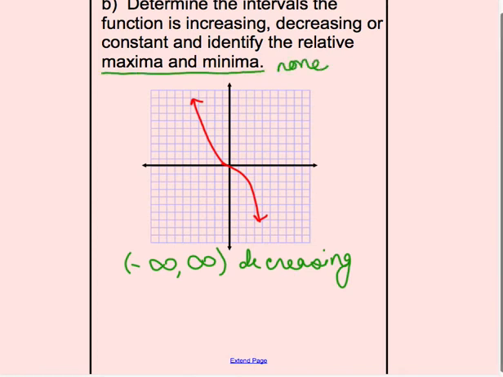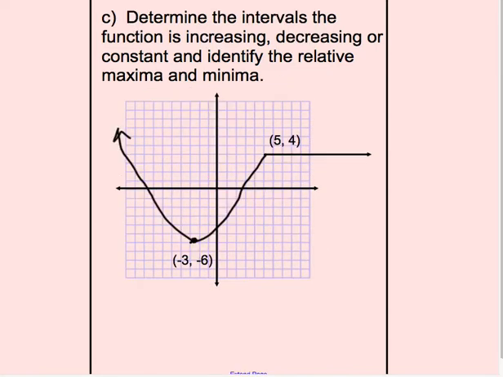Now, it looks like it might be constant right around the origin, but what happens there is that the rate at which it is decreasing slows down, but it never stops. It continually decreases. The amount by which it decreases is small, so it looks like it's constant, but it's not.